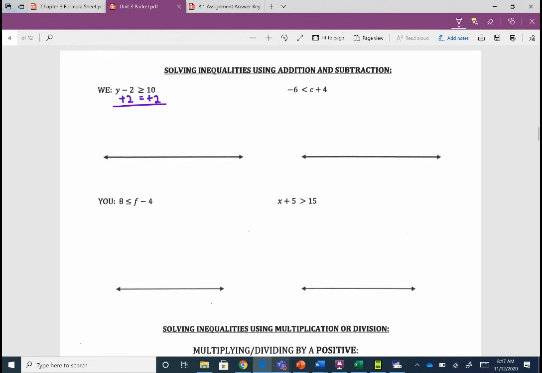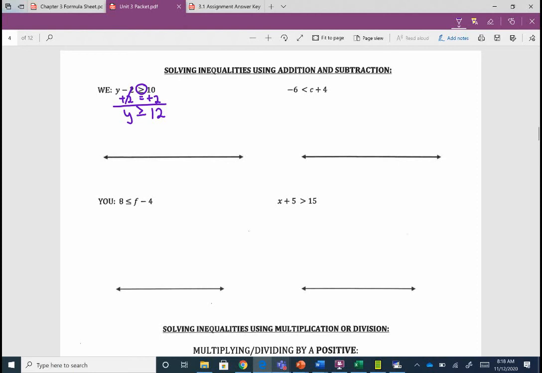Here's the part we have to get used to, though. When I write my final answer, we're going to bring our y down. Now instead of an equal sign, we have to stick with the greater than or equal to sign, and then we have our 12. Nothing else is going to change. Don't try to flip things around. Don't move anything else. That's our answer.